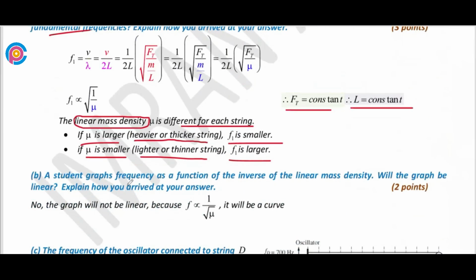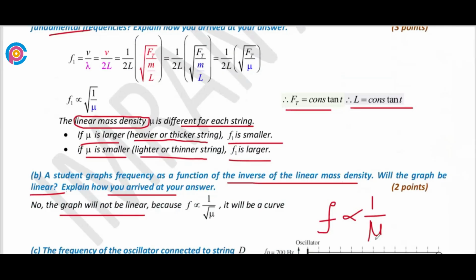Okay, a student graphs frequency as a function of inverse linear mass density. Will the graph be linear, and how did you arrive at your answer? The graph will not be linear. The graph would be linear if frequency were proportional to 1 over mu. That would be the linear graph.